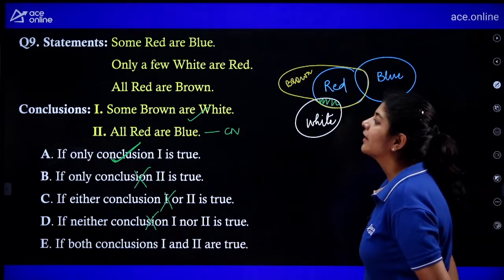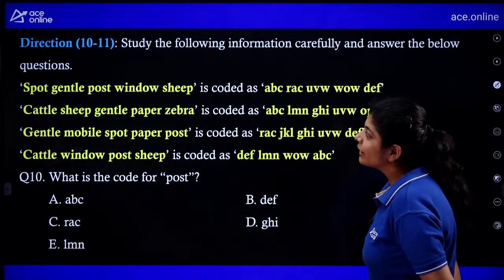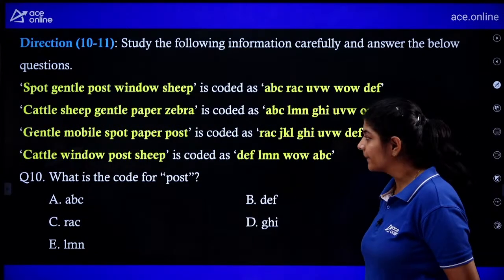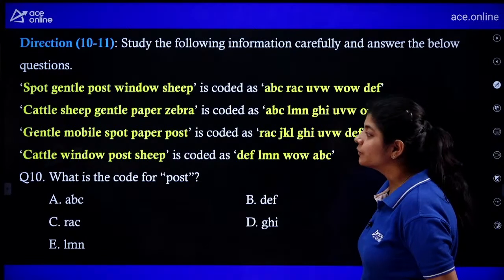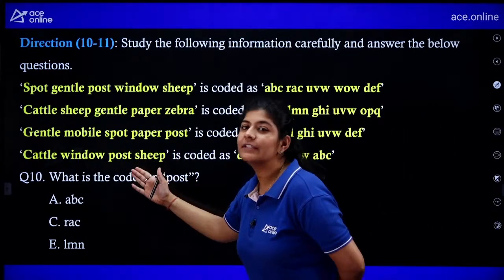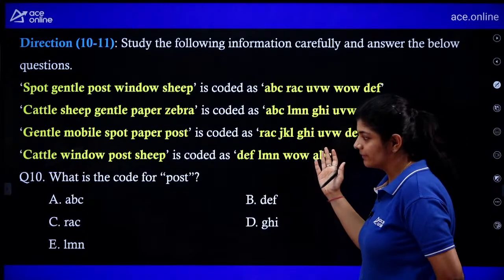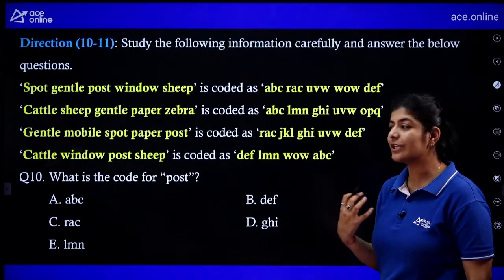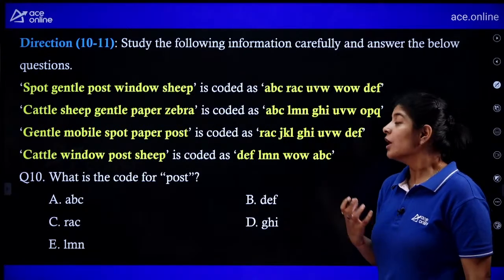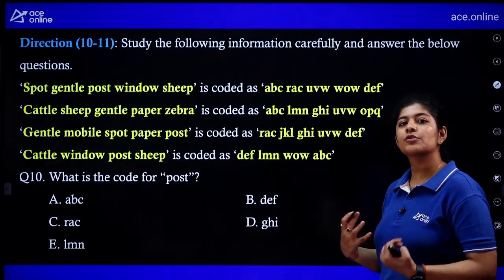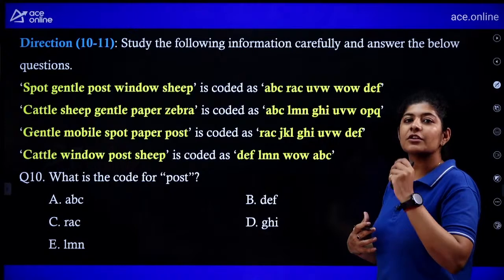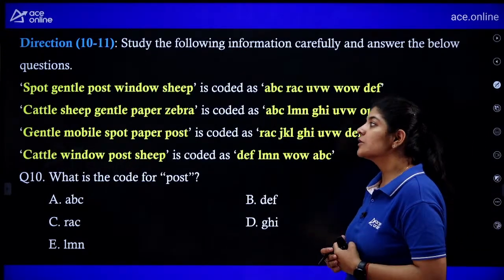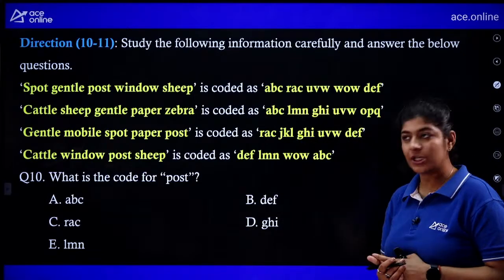Next, very good, Ragla. The next question is from the concept of coding, decoding. Here we have a few lines and these lines are coded like this. Now what we have to do? We have to find out the codes for the specific thing, right? Whenever we have such type of questions, we simply focus on the most common data that we have. So the first line: spot gentle post window sheep.